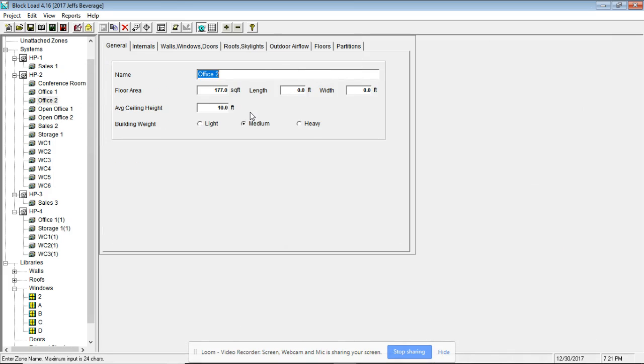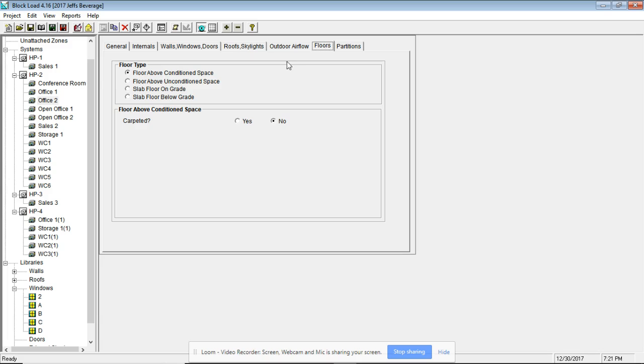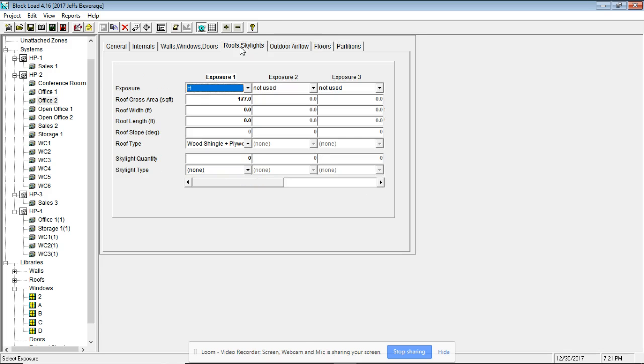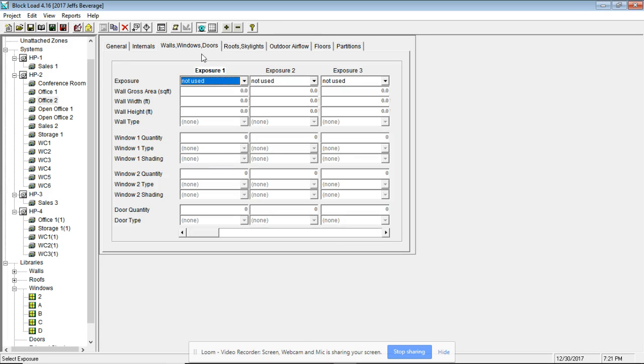Office 2, just 177 square feet. It does have a floor, but it's above conditioned space, so that's okay. It has a roof, it's horizontal. It has one exposure, and I'm trying to go from memory, southeast. Southeast A, you have a wall, but it has no size. Well, let's pick the wall size first. It's 10 feet.